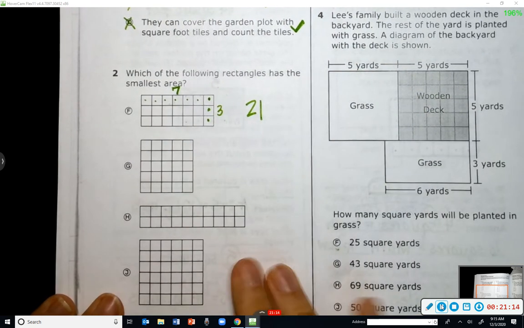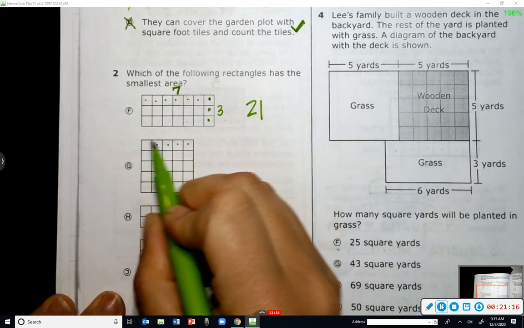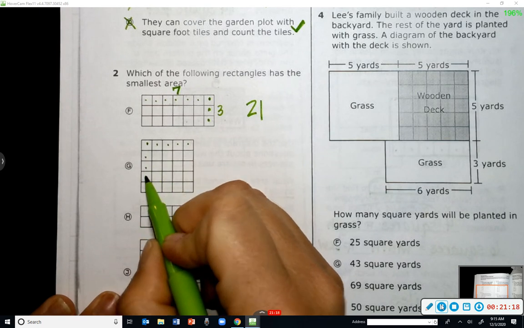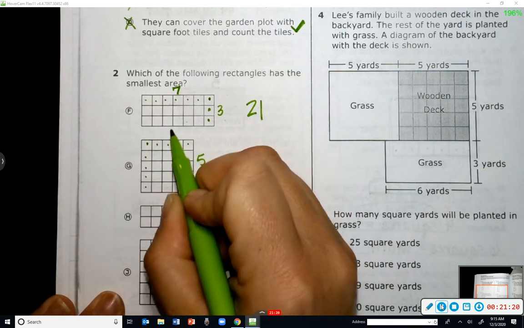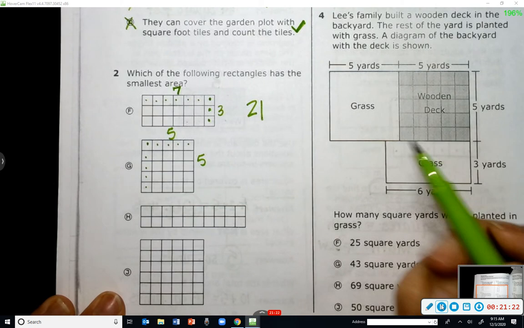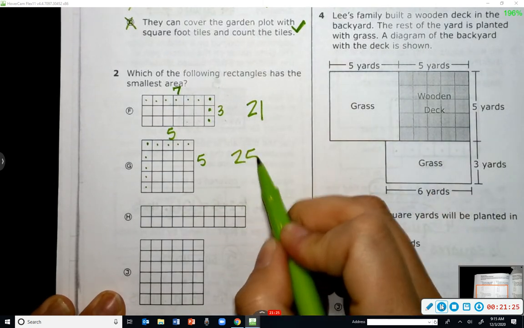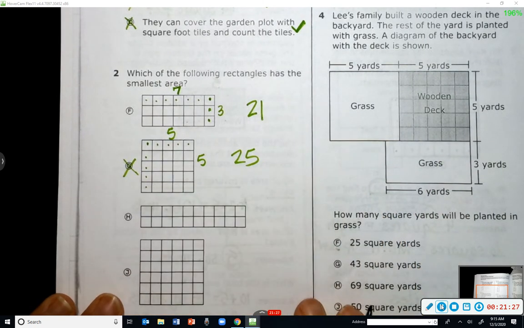Okay? G. 1, 2, 3, 4, 5. 1, 2, 3, 4, 5. So 5 times 5 is what? 25. So we know it can't be G. It can't be the smallest.